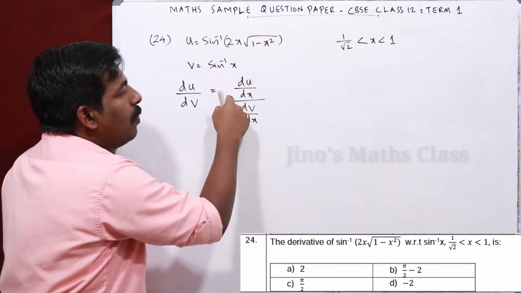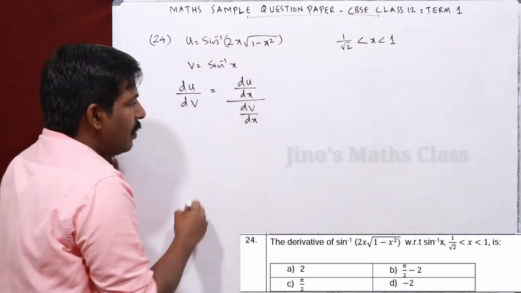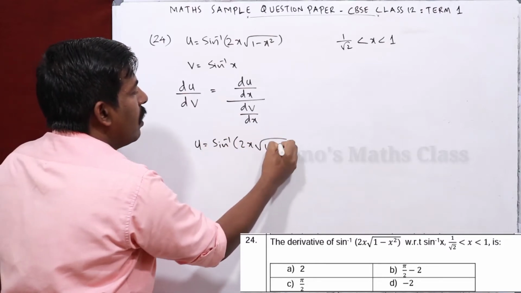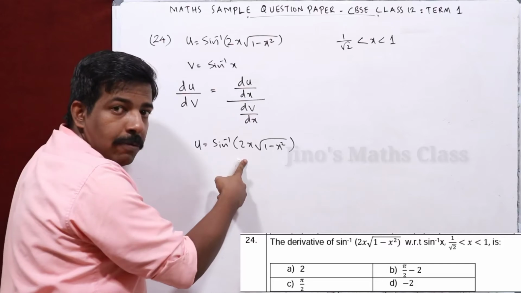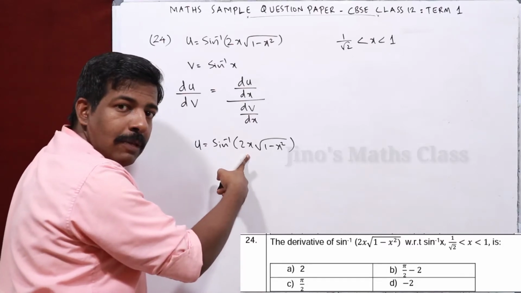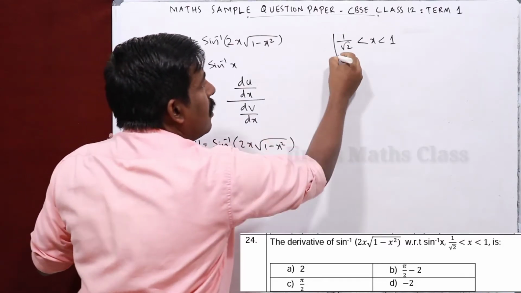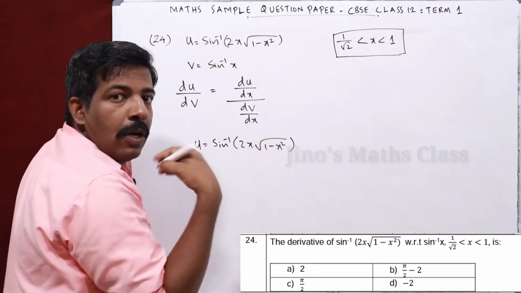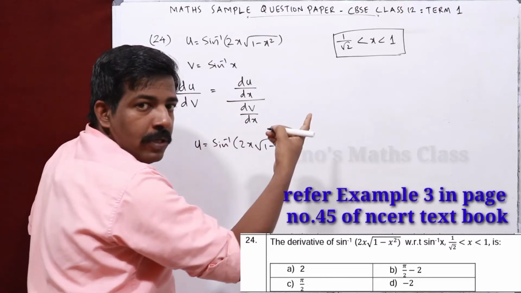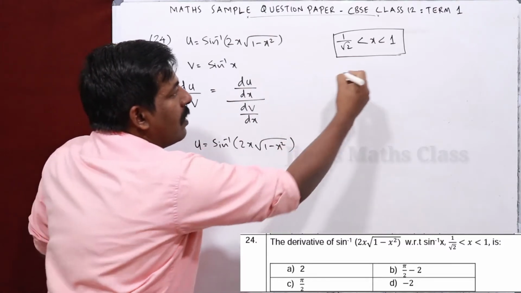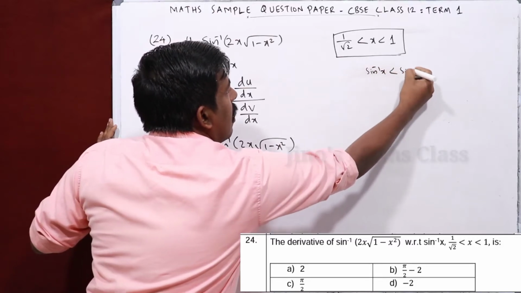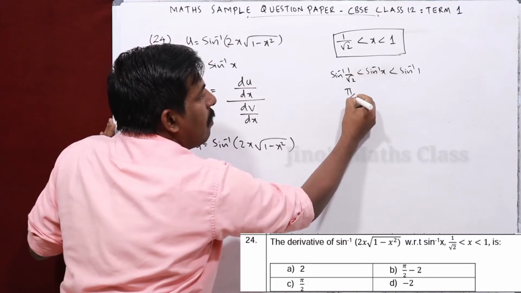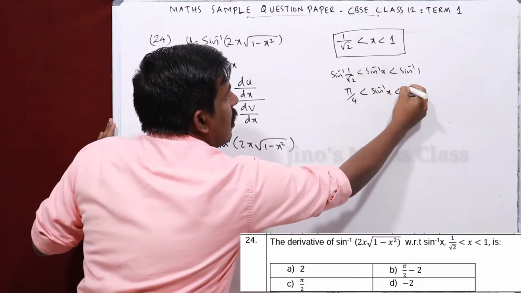So for finding du by dx, we have to find the derivative of this function. We can take u again, so that is sine inverse of 2x into root of 1 minus x square. Here we have to make a substitution. Generally we substitute x equal to sine theta, but in this case x is given between 1 by root 2 and 1. That means we have to substitute cos theta only. Why? Because if we substitute sine theta, and take sine inverse x less than sine inverse 1 and greater than sine inverse 1 by root 2, here we will get pi by 4 less than sine inverse x less than pi by 2.